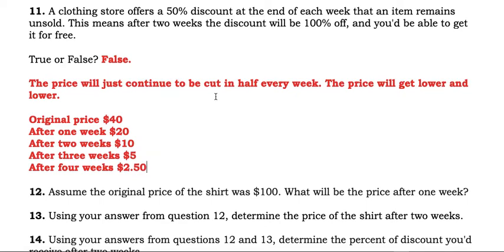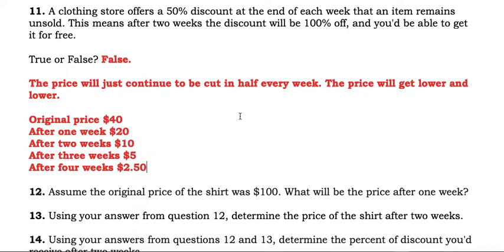And after enough time has passed, the price will be very small, probably like $1, 50 cents, 25 cents. But the idea here is that we wouldn't have to wait that long anyways, because the idea is that after 4 or 5 weeks, they probably would have sold the item. So they wouldn't ultimately be giving it away for free. Because once the shirt is $5, $2.50, $1, somebody's going to buy that shirt. So this is what we mean when we say that every single week we're taking an additional 50% off.